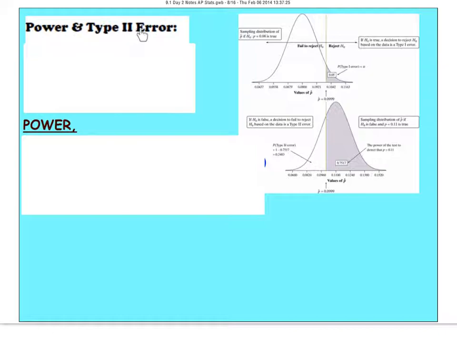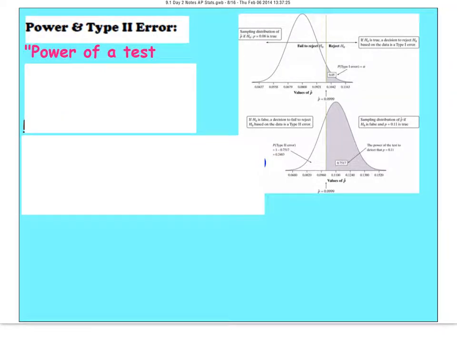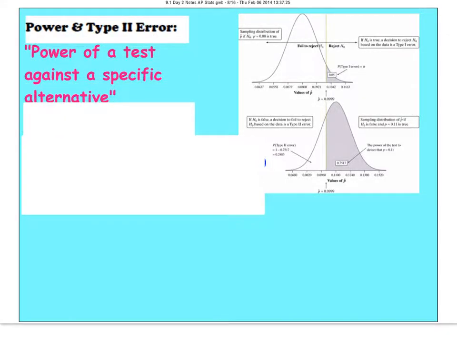So let's talk a little more about power and type 2 error. Another way to talk about power is the power of a test against a specific alternative. Again, how powerful is this test that we did, where p was 0.08, to really test a specific alternative? It really should have been 0.11. So how powerful is it?